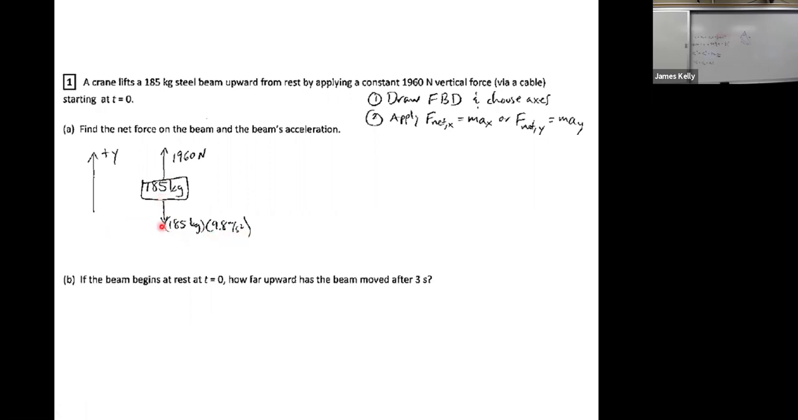The direction is down, but this is how long that vector is. Okay, that's the free body diagram, and for some reason I chose plus y is up. I could have put an x-axis on here. In this particular problem, x isn't very interesting.